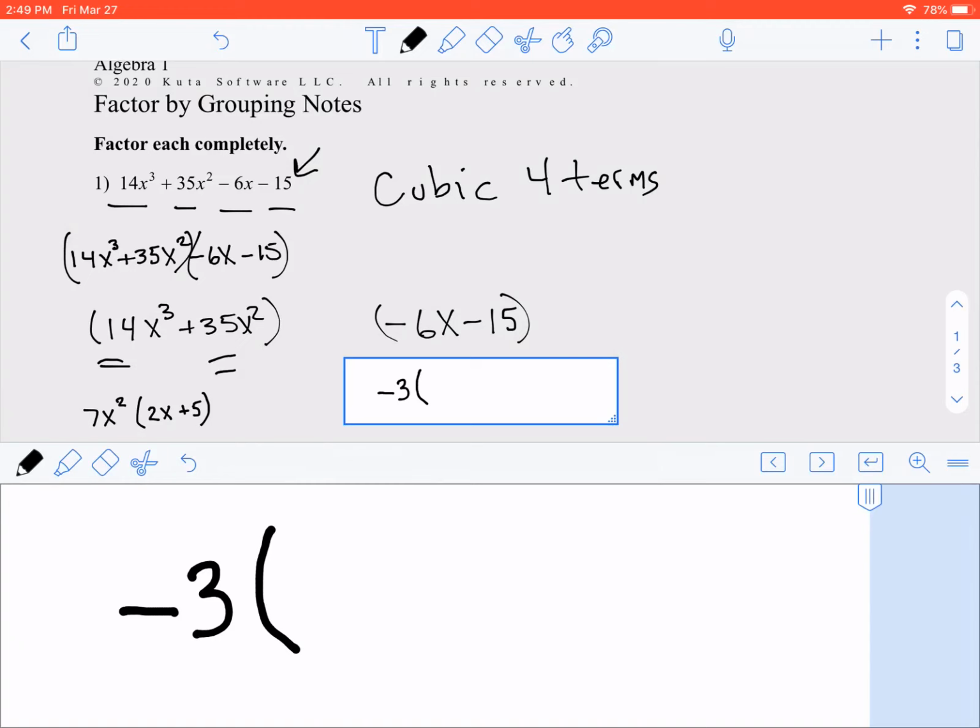So if I divide -6 by -3, I'd be left with 2. I didn't take any x's out, so I have the 2x. And if I divide -15 by the -3, I have 2x plus 5.